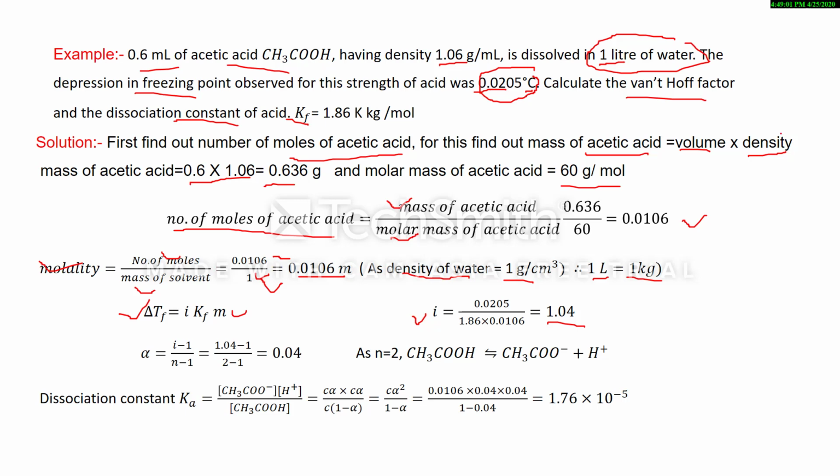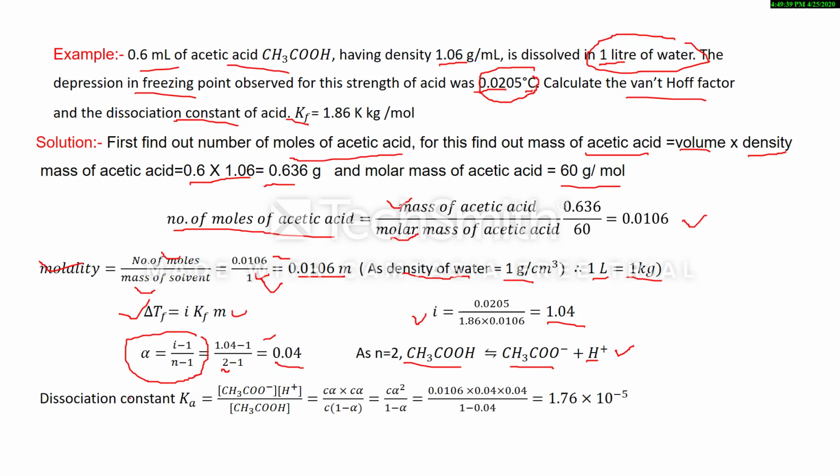But we have to find out the dissociation constant. And for the dissociation constant, we have to calculate the degree of dissociation, and the relationship between degree of dissociation and i is this. Put the value. i is 1.04, minus 1, divided by 2. How did this value of n come? Actually, CH3COOH dissociates to give CH3COO minus and H plus. 2 particles are obtained after dissociation of one molecule of CH3COOH. That's why n is equal to 2. And if we put the value and calculate, alpha is 0.04.